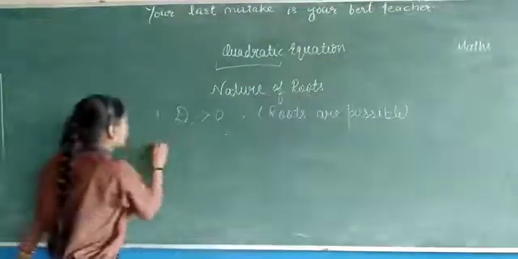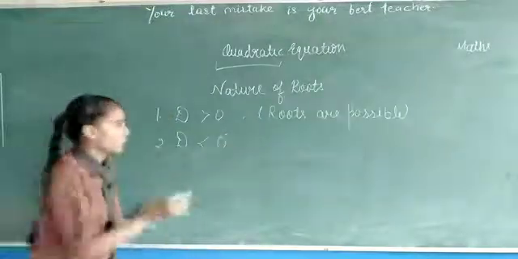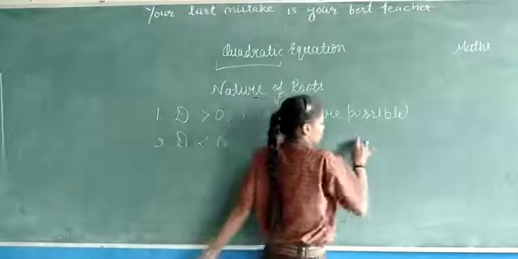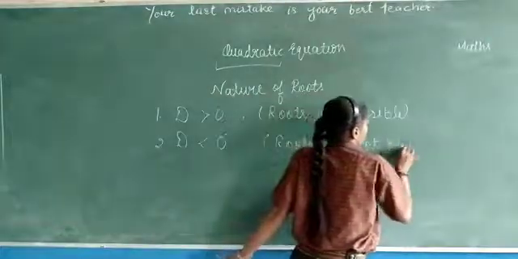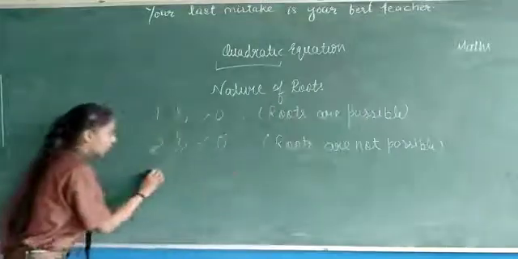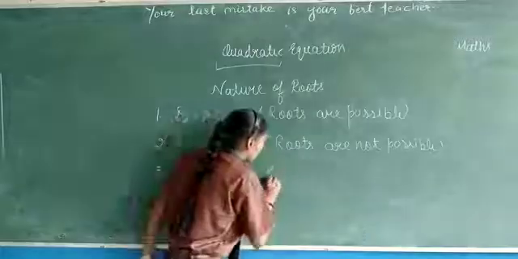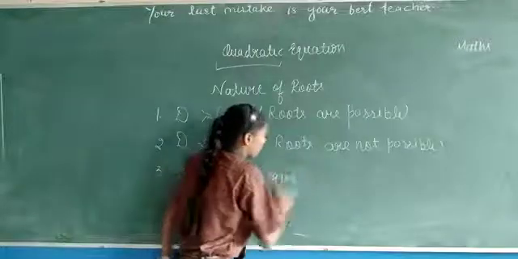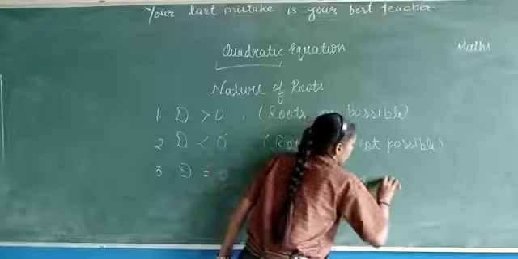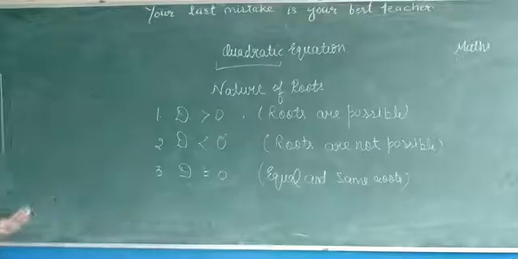Second condition is that if D is smaller than 0, or we have a negative value, then real roots are not possible. Third condition is that if D is equal to 0, then we have equal and same roots.